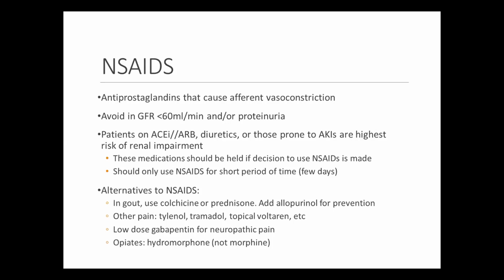I've listed a few alternatives to NSAIDs. In gout, again, we use dose-adjusted colchicine or prednisone and add allopurinol for prevention of flares. For other types of pain, Tylenol, Tramadol, topical Voltaren may be considered. For neuropathic pain, low-dose gabapentin is an option. And if you're choosing an opioid or an opiate, hydromorphone is preferred over morphine.